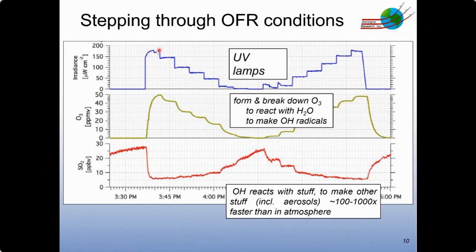And you can see that when the UV concentration and the ozone concentration are the highest, the SO2 concentration is lowest, because this is where the OH concentration is maximized. But then when we back off the UV intensity and we're making less OH, the SO2 concentration approaches what it was before we turned the lights on.